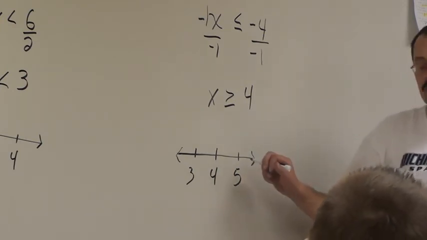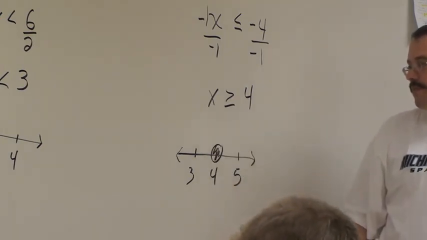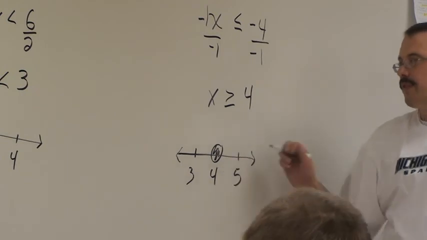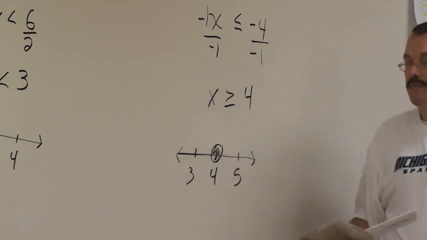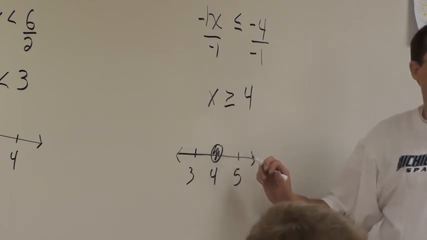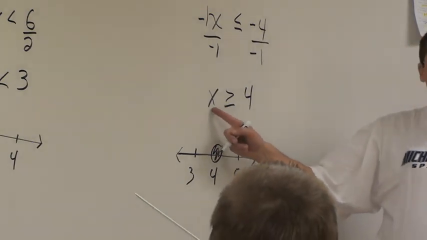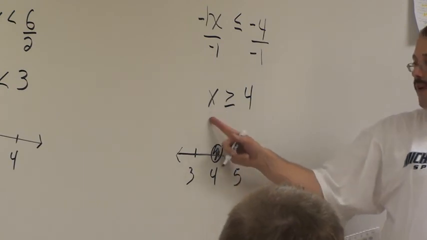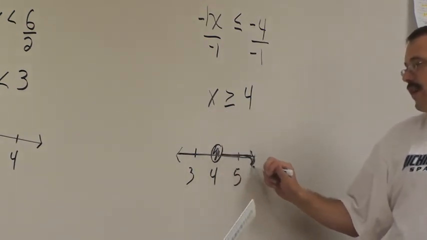I need to shade it in. Okay, closed circle, and which way do I shade? To the left or to the right? How many think it's to the right? How many think it's to the left? How many have no idea? Oh, good, I like honest people. What things are bigger than 4? Where are the things that are bigger than 4? Oh, you got it. To the right. Yeah, that's how you think of it.